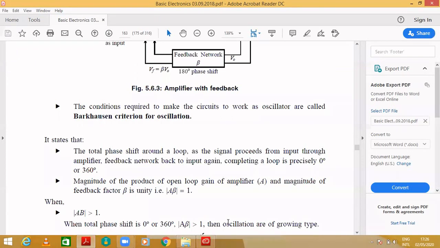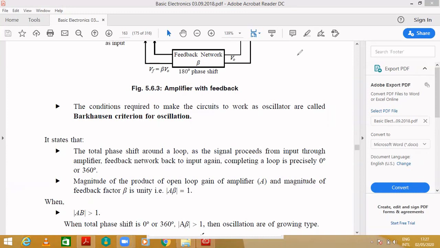So once again I'll repeat. The total phase shift over a loop should be 0 degree, or it should be 360, one and the same, right? It should be 360 degree. The second statement is that the magnitude of gain, which is represented as A, and the beta factor should be equal to unity. So any circuit satisfying both of these conditions can operate as an oscillator.